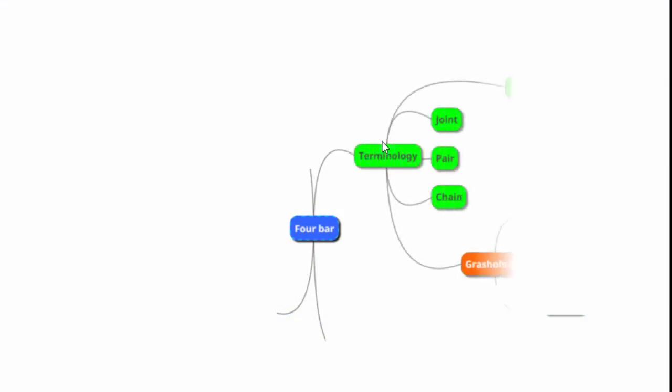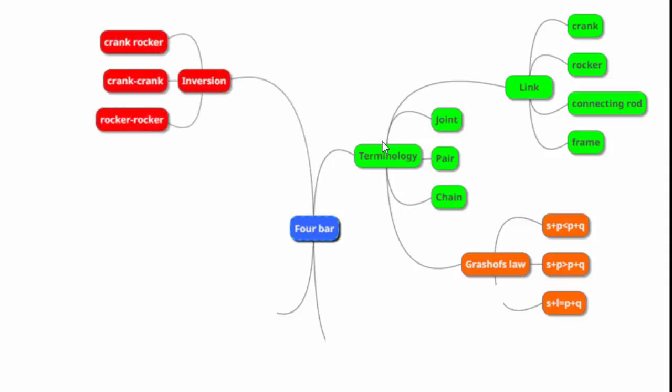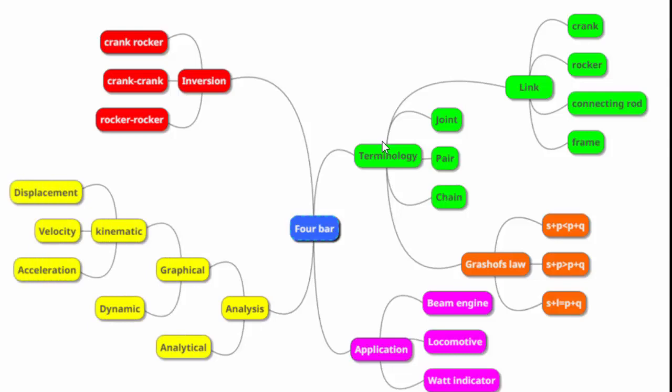Let me conclude today's lecture. Today we discussed about 4-bar mechanism. In that, first we discussed about different terminologies along with Grashoff's law. Then we discussed about inversion of 4-bar mechanism, crank rocker, rocker rocker and double crank mechanism. Then we discussed about applications like beam engine and coupled rod of locomotive. Finally we discussed about kinematic analysis of 4-bar mechanism. Next class we are going to discuss about slider crank mechanism.